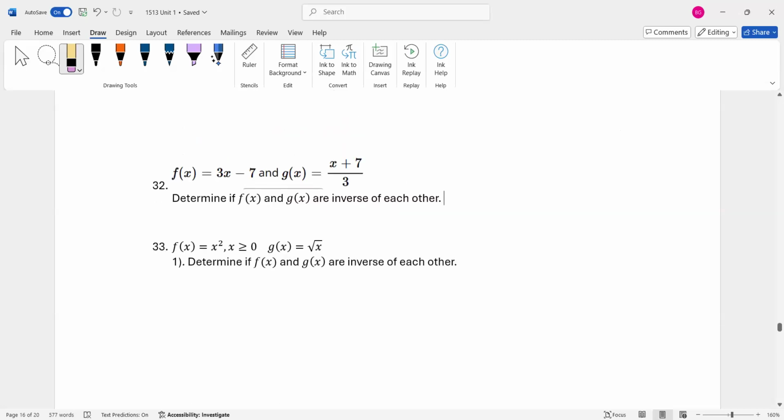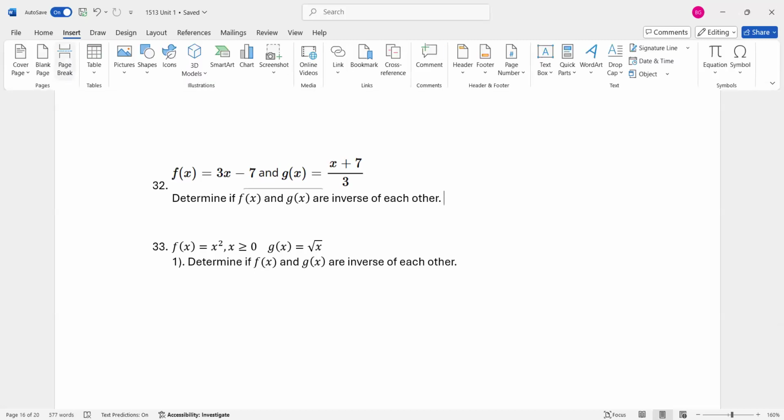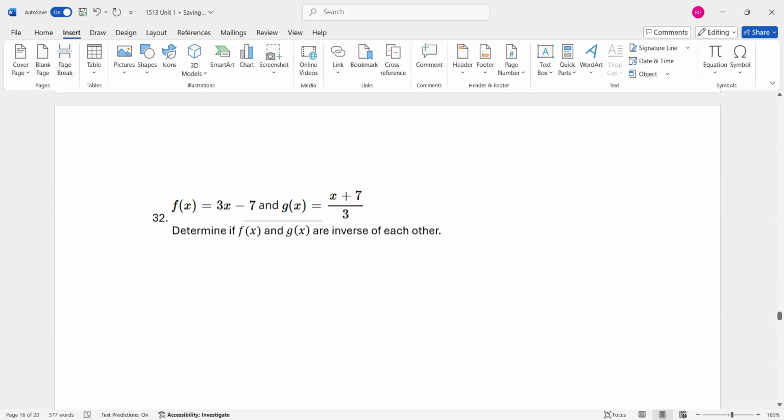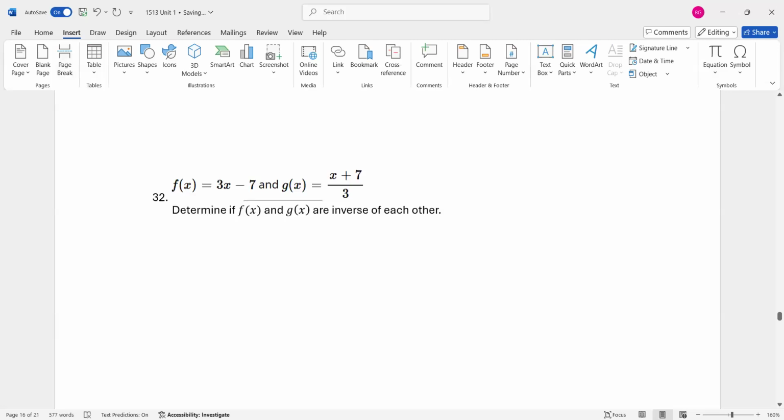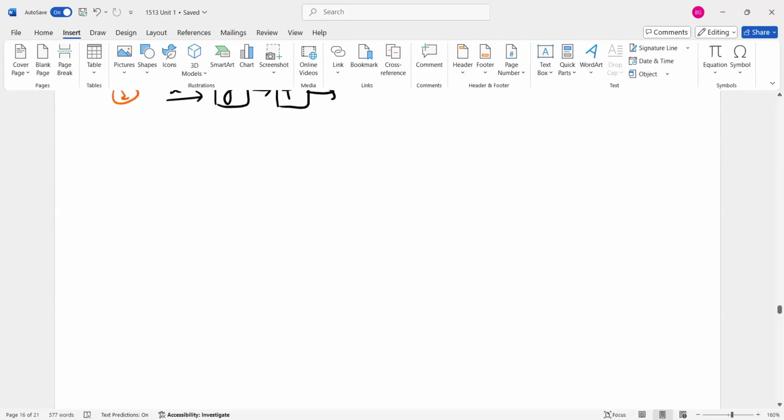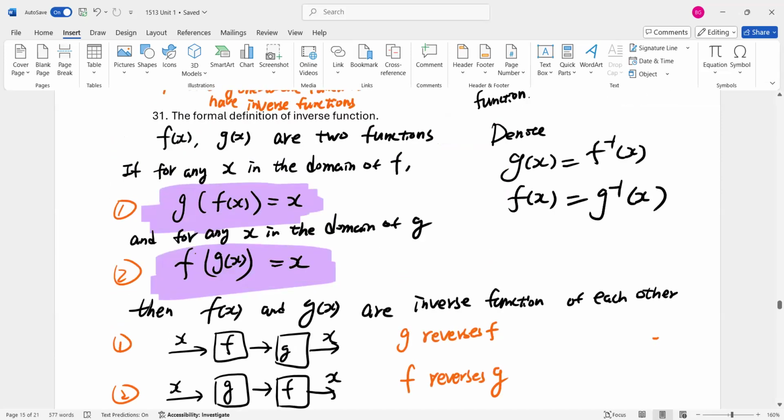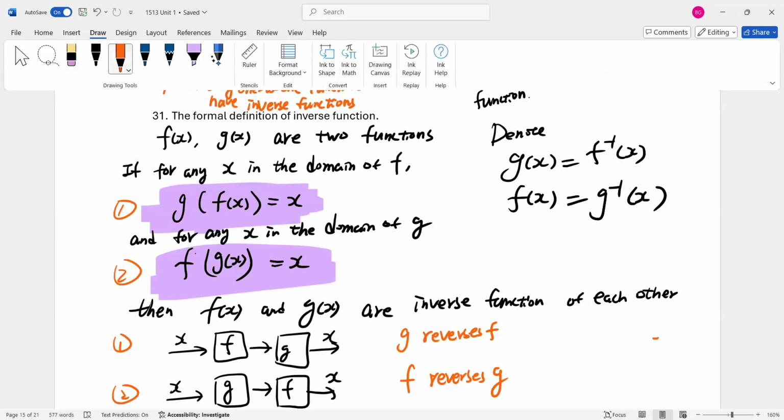Okay, number 32 is the one that we need to use the definition to check. F is given as 3x minus 7. G is given as x plus 7 all over 3. We need to determine if the two functions are inverse of each other. Then we need to check those two conditions, right? The order doesn't matter. You can do this one first and then this one, or you can do this one first and then this one. The order really doesn't matter, okay?